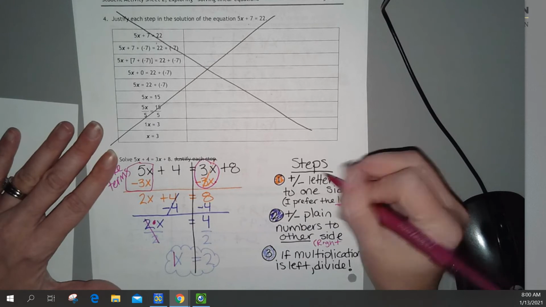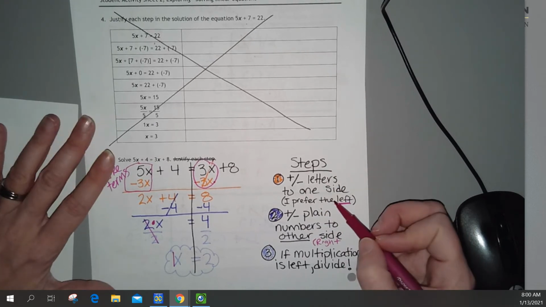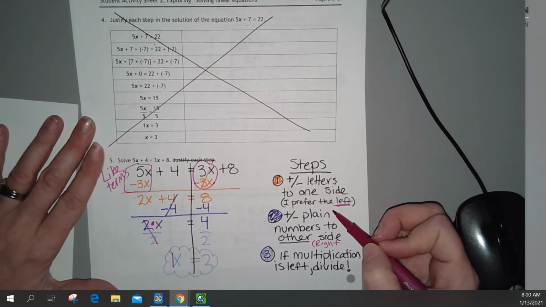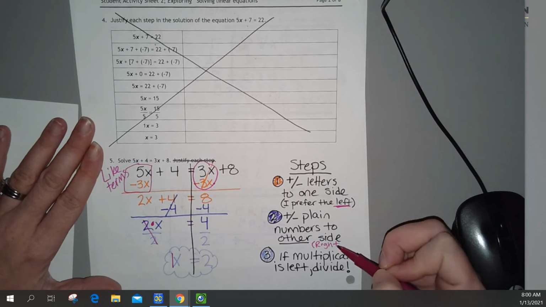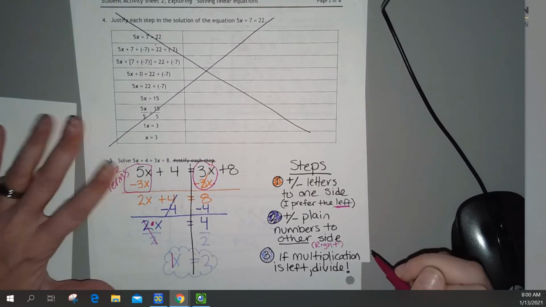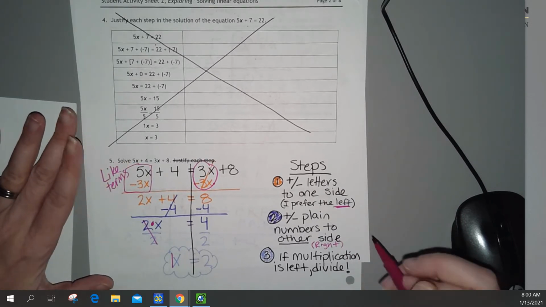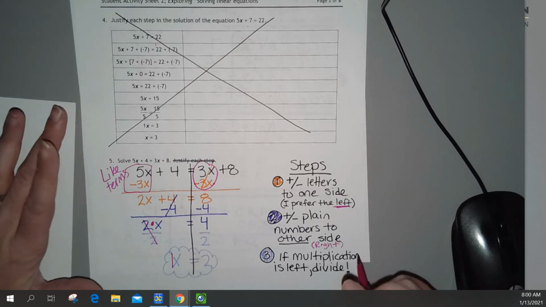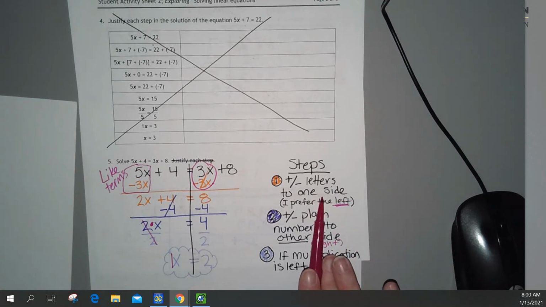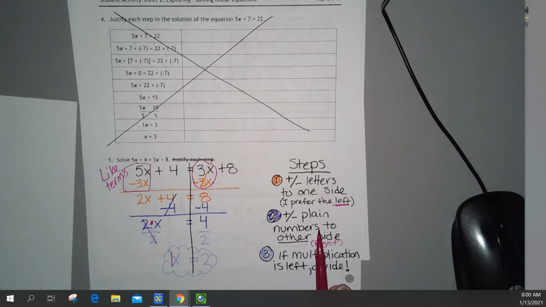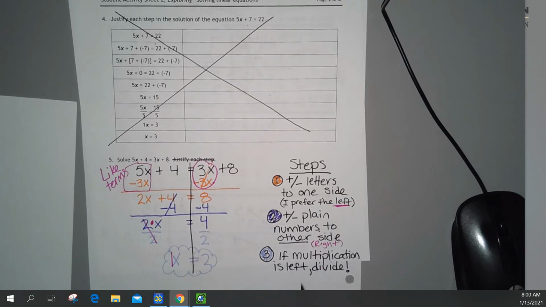A way that you can remember this, guys, my fancy little song: get your letters to the left and your numbers to the right. Get your letters to the left and your numbers to the right. Add or subtract, then multiply, divide. Okay? Get your letters to the left. Get your numbers to the right using addition, subtraction. Step 3, when we see multiplication, that means we divide.